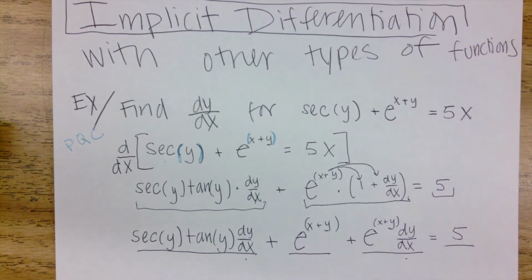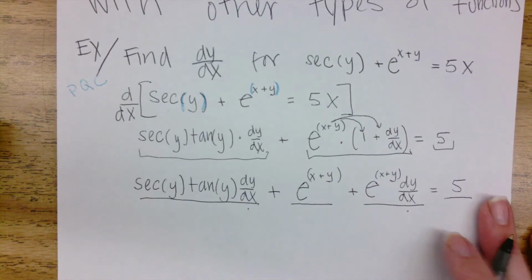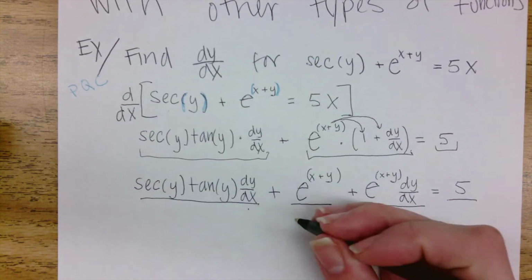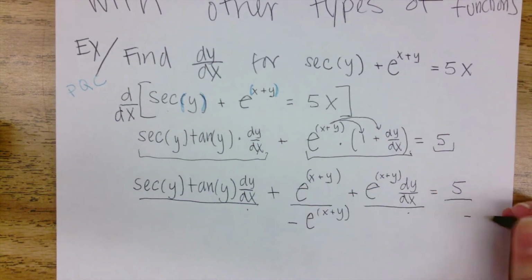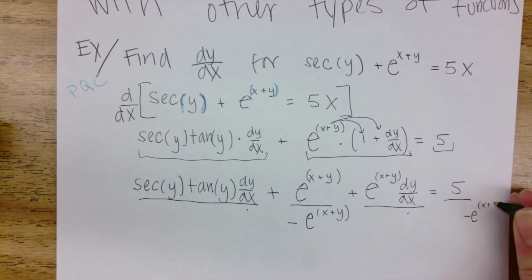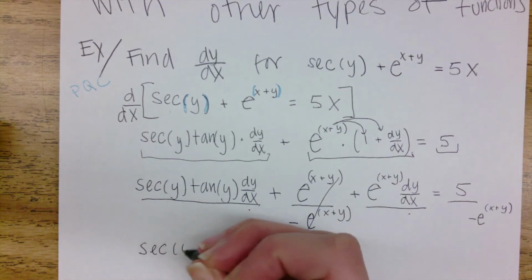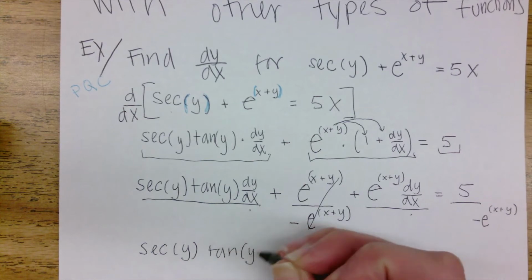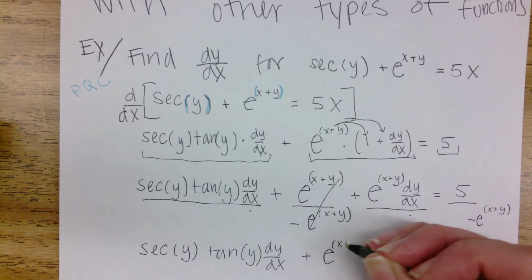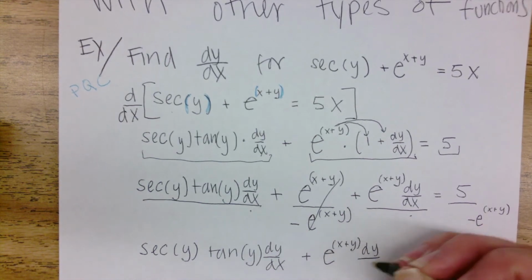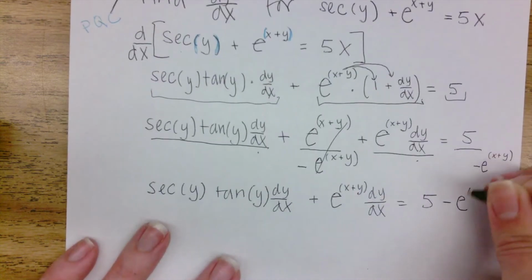At this stage, I have 4 terms, 2 of which have dy/dx, 2 of which do not. I'm going to move the terms that do not have dy/dx to the right side of the equal sign, and I'm going to allow those with dy/dx to stay here. Subtracting e to the power of x plus y from both sides leaves us with secant of y, tangent of y, dy/dx, plus e to the power of x plus y, dy/dx, which equals 5 minus e to the power of x plus y.